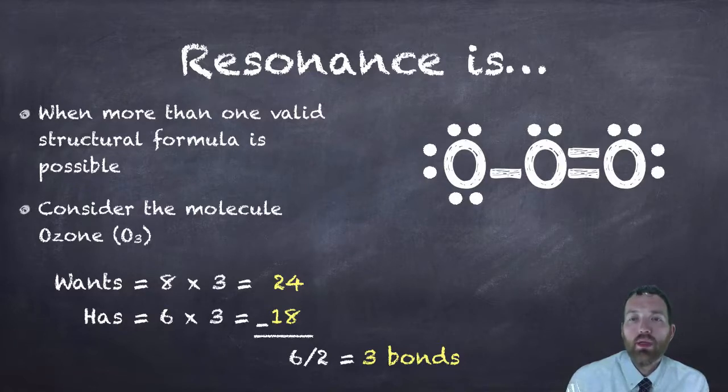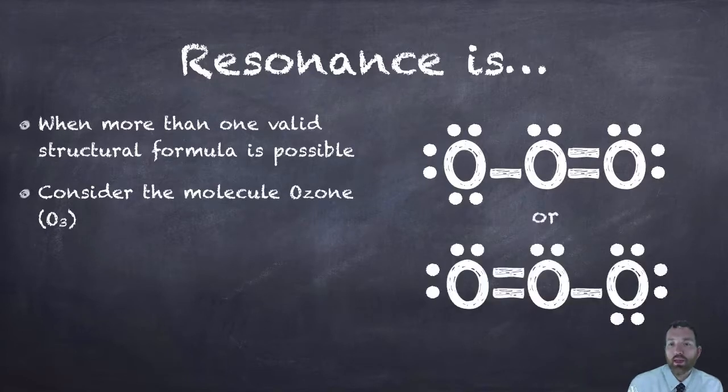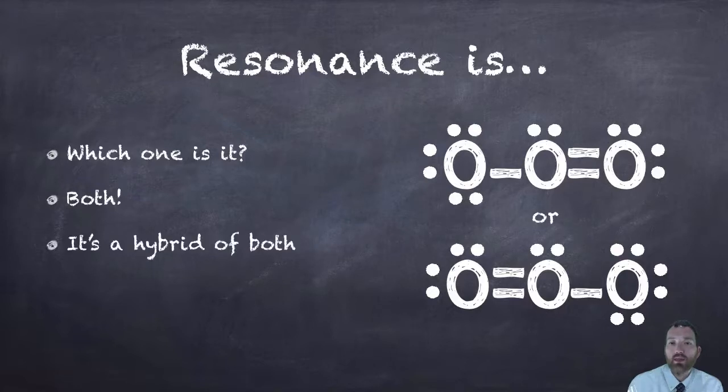this one. So this is one way to draw it, but I made the decision to draw the double bond on the right. I also could have drawn the double bond on the left, like this. So which one is it? Which is the correct answer? Is it the top? Is it the bottom? Does it matter? It actually does matter. The answer is both. Both of these are correct, and oxygen exists like both of these at the same time. It's actually a hybrid of the two.